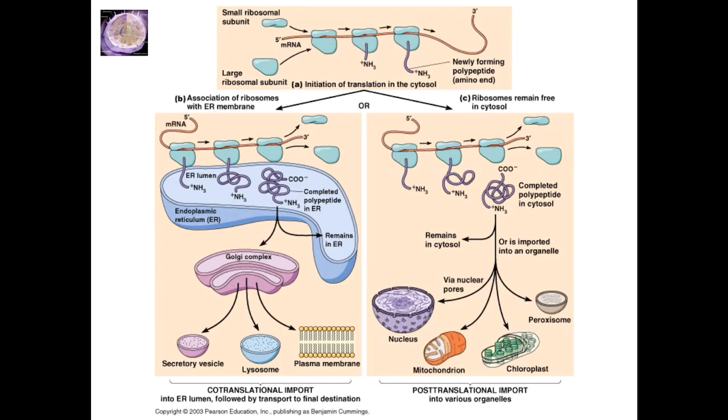It's called the co-translational import, which means that the proteins are going to be imported into the ER membrane before translation is completely finished. The picture on the panel on the right shows that the ribosomes are actually going to finish translation in the cytoplasm, and then the protein will be transported into the nucleus, the mitochondria, the chloroplast, or the peroxisome. And so that's called the post-translational import. Most of this lecture will be dealing with the co-translational import.